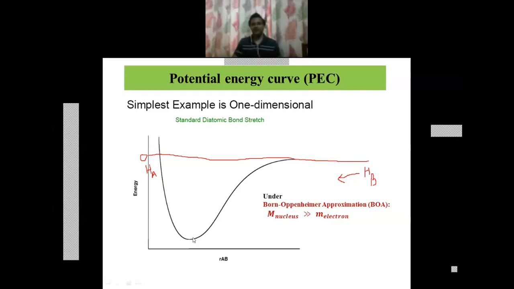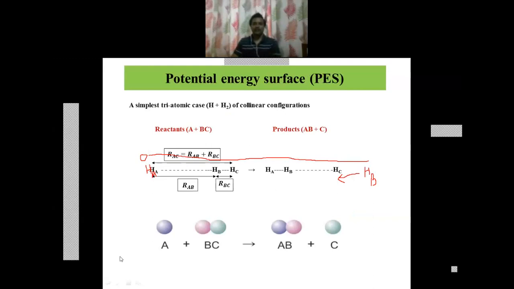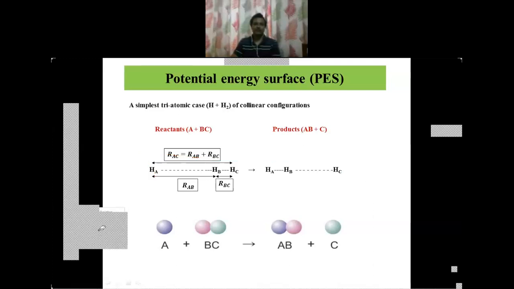So with this much introduction, if we think about the potential energy surface, that is basically going to be more than a two-dimensional plot. Here we have a two-dimensional plot: this is the internuclear distance, and this is the energy. Now, instead of the hydrogen molecule, if I consider a system which is the H plus H2 reaction, right?